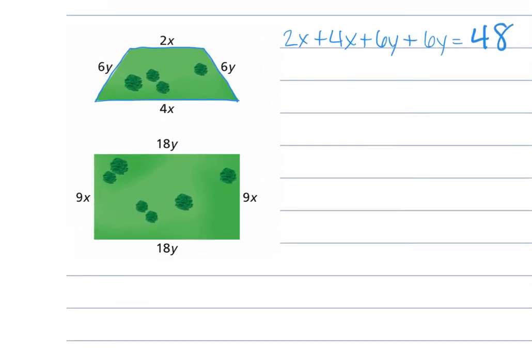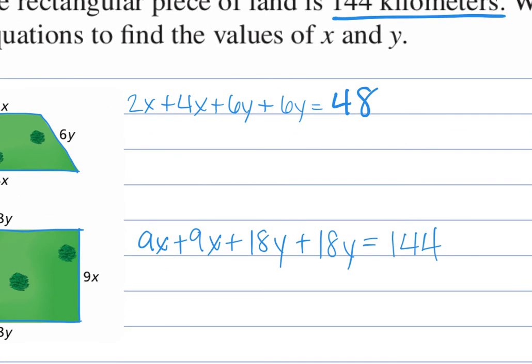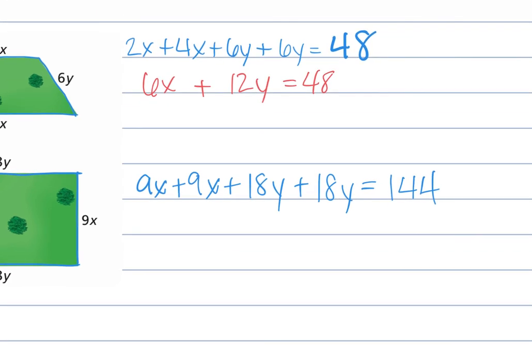So let's do the same thing, but for this one, we've got 9x on this side. We've got 9x over here, so 9x plus 9x plus 18y up above, and then plus another 18y down below. That makes up all four sides of my figure, and those should all add up to 144, the perimeter of the rectangle. All right, now let's go ahead and combine like terms to make this look a little bit cleaner. This is going to be 6x plus 12y equals 48. And this one down here will be 18x plus 36y equals 144.